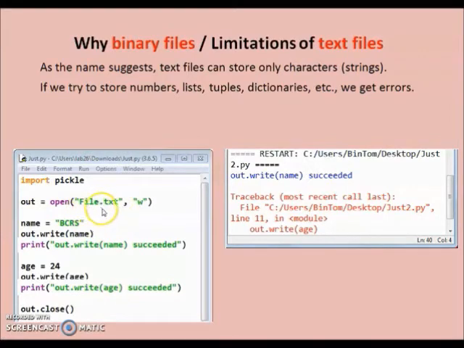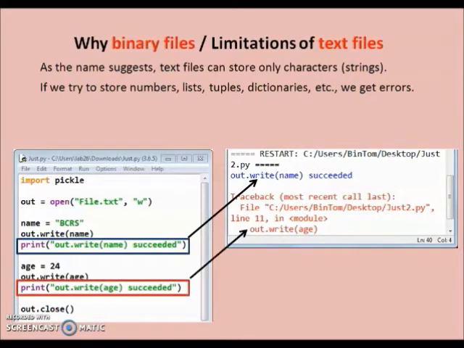Here we have a small program in which we have opened a file in text mode, and we're trying to write a string as well as an integer into the file. Now when we run this program, we'll see that the string is successfully written into the file. But when we try to write a number, we will get an error.